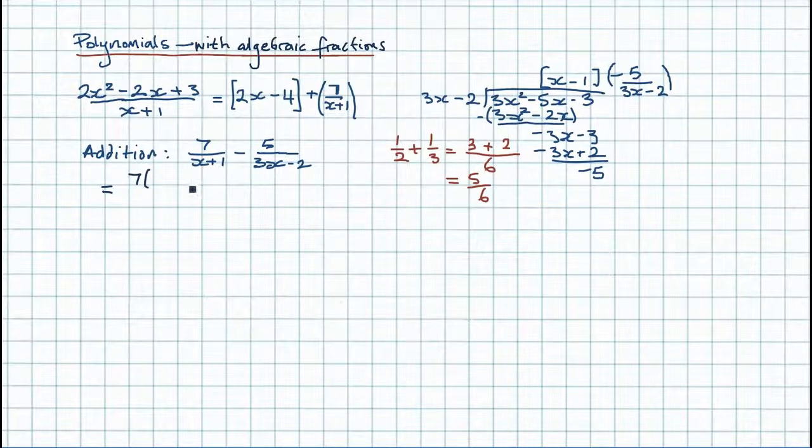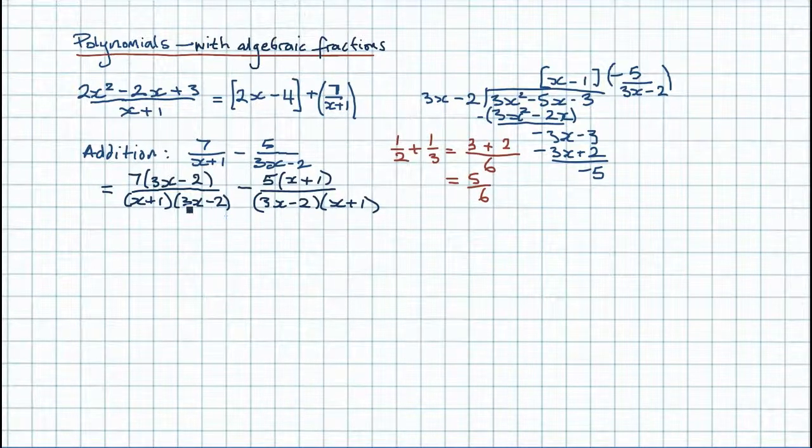Equals 7 times 3x minus 2 divided by, and here's our denominator. So remember, it was this multiplied by this. So it's x plus 1 multiplied by 3x minus 2. Okay, like that. Complete the bracket. So that's half of it done. Now we've got subtract 5 times, well, x plus 1, because we needed to do that in order to preserve the fraction. So we have 3x minus 2 as the denominator and x plus 1.